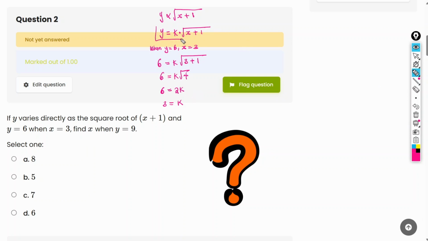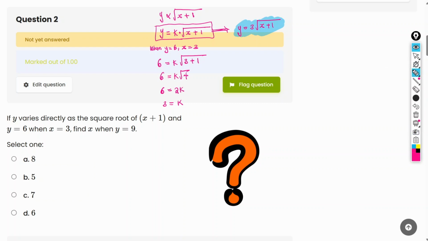I'm going to rewrite this equation to get the standard relationship by plugging k back in. The standard relationship is y is equal to 3 square root of x plus 1. And this is the most important thing. With this now, we can solve for any scenario.